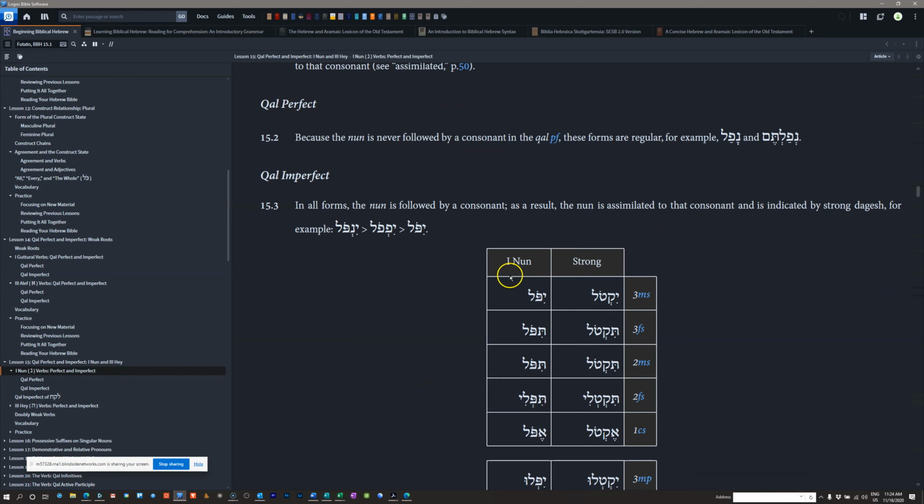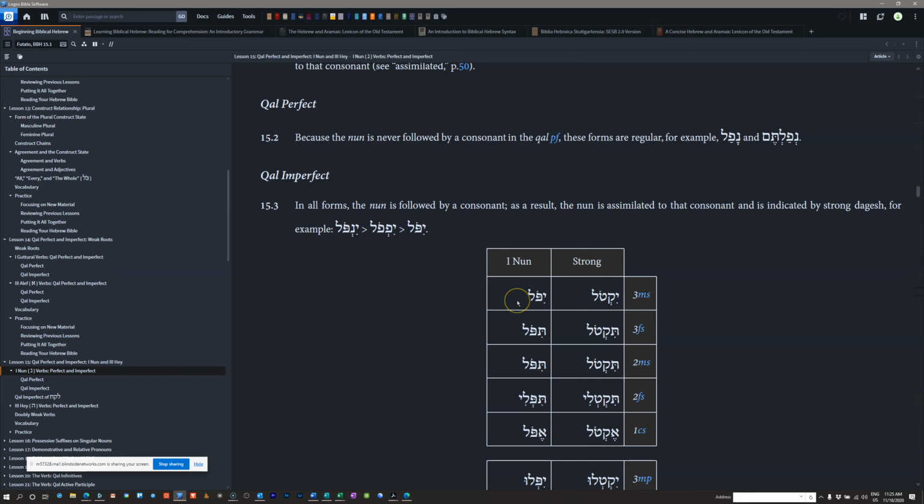We've got nafal, okay? But when we add the yod prefix that we would normally add in the imperfect, this would then become yinfol. And that noon would have a silent shavah just like the kof does here. Yinfol. Well, that's just like the min preposition. At that point, the noon is going to assimilate into R2, and your R2 is going to get a dagesh forte. And you can see what that looks like right here.